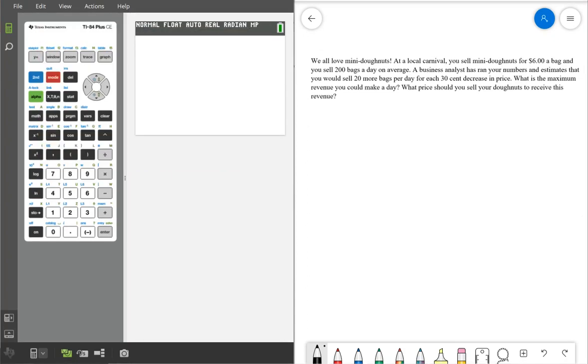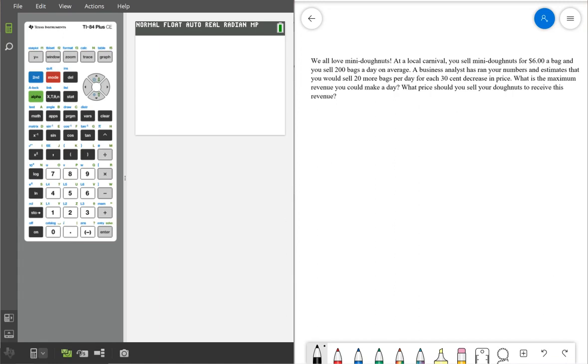We all love mini donuts. At a local carnival, you sell mini donuts for $6 a bag and you sell 200 bags a day on average. A business analyst has run your numbers and estimates that you would sell 20 more bags per day for each 30-cent decrease in price.